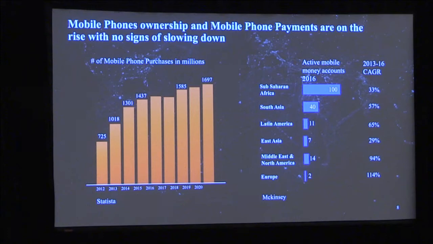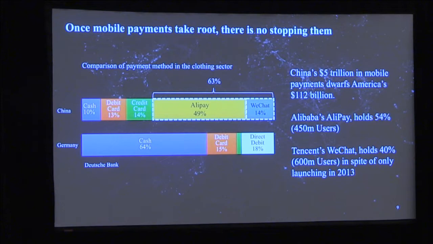The growth rates are very significant. Now, when you get down to the bottom, Europe, of course, people don't need it so much. Most of the people in Europe have bank accounts. They don't need these facilities. But there's a huge group of people out there that does. And when mobile phone payments start to take over, the speed of transition can be astronomically fast.